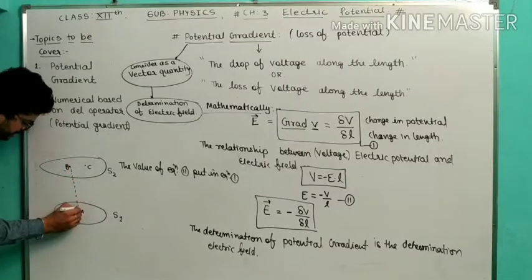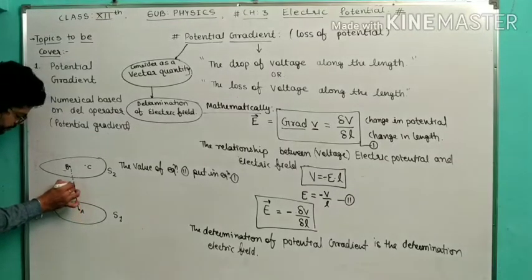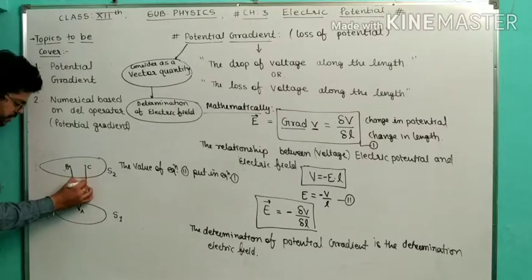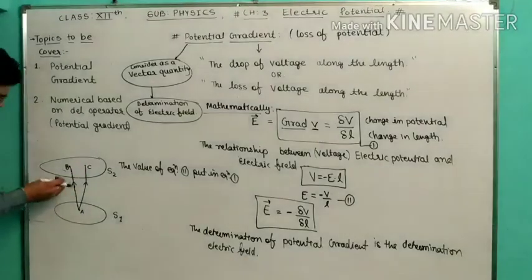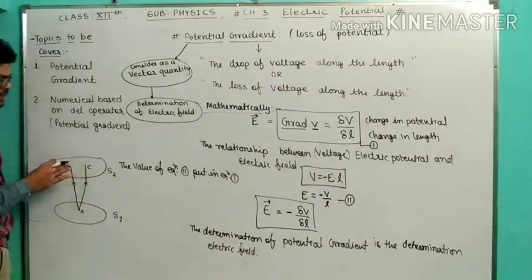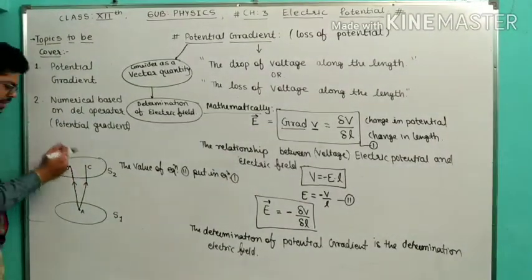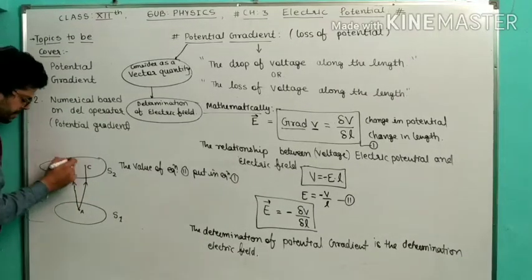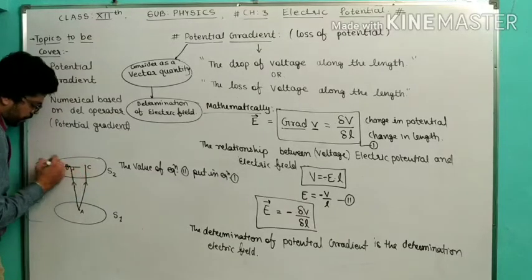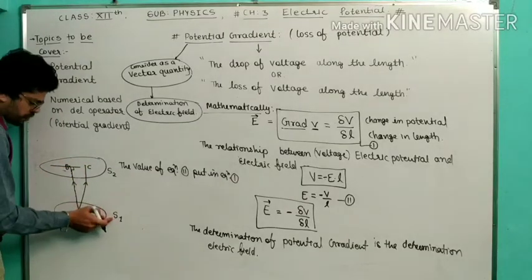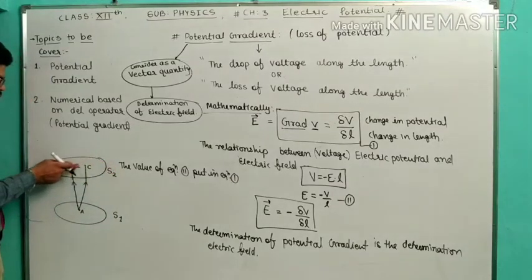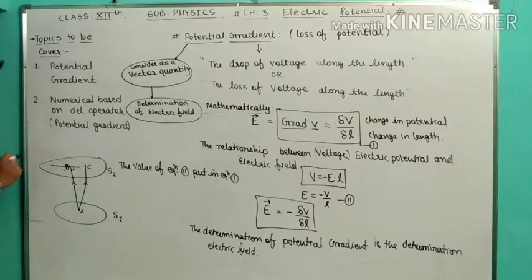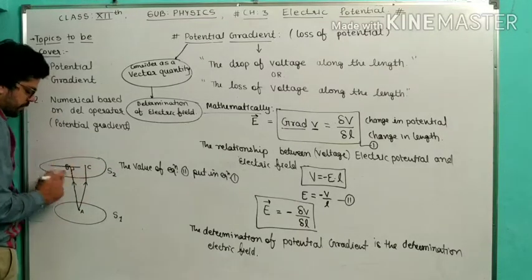Suppose we are bringing a charge from A to B. From A to B, this is the first path. And if we are bringing a charge from A to C, where is the electric potential gradient maximum or less? You know, AC is more than AB. And this is the normal to the surface S2. That means S1 is normal to the surface S2 at point B, but not normal to the surface S2 at point C.